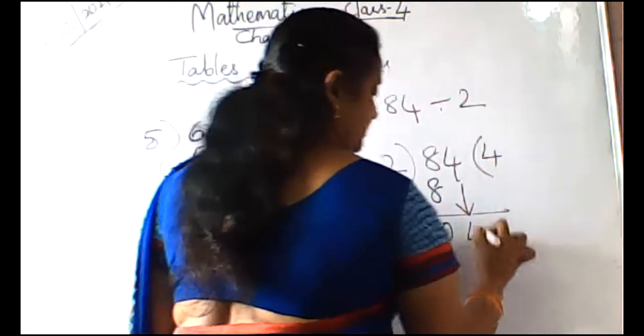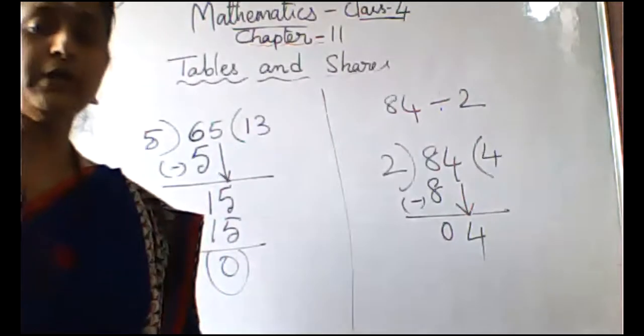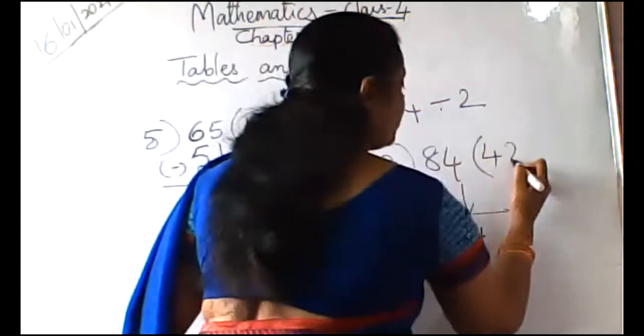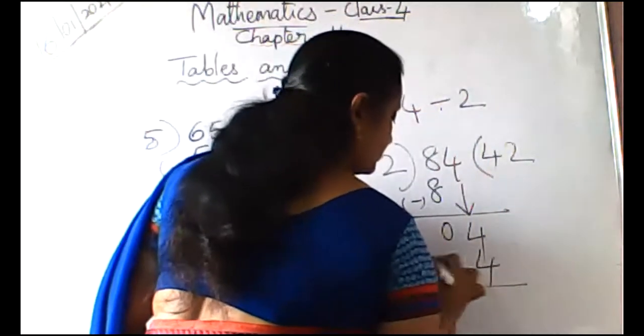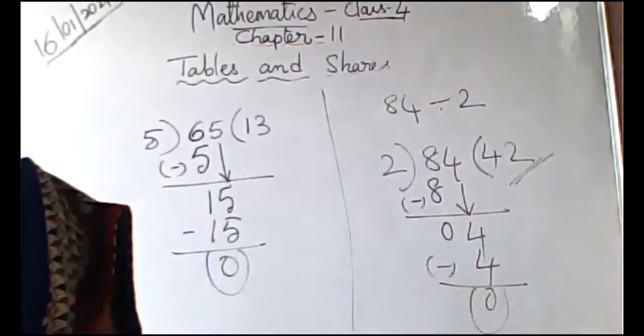Get down the next digit. Then when will you get 4 in the 2 table? Very good. 2 2s are 4. So here what is the answer? 42 is the answer. 42.